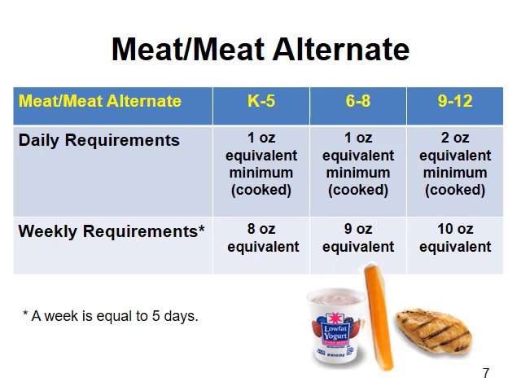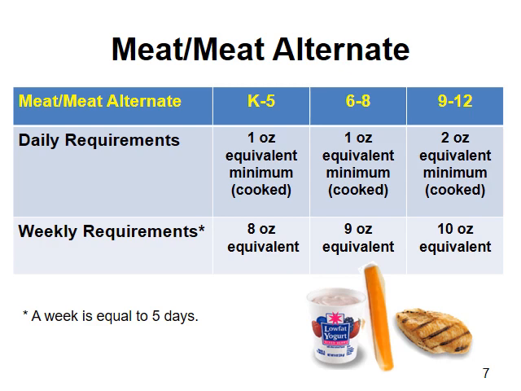The first component we will discuss is meat alternate. This chart shows the daily and weekly minimum requirements for all grade groups. The minimum daily requirement is the same for grades K through 5 and 6 through 8, a 1-ounce equivalent of meat alternate. The daily requirement for grades 9 through 12 is 2 ounces. Notice the weekly requirements are different for each grade group. Grades K through 5, 8 ounce equivalents for the week, and for grades 6 through 8, 9 ounces for the week, and grades 9 through 12, 10 ounces for the week.